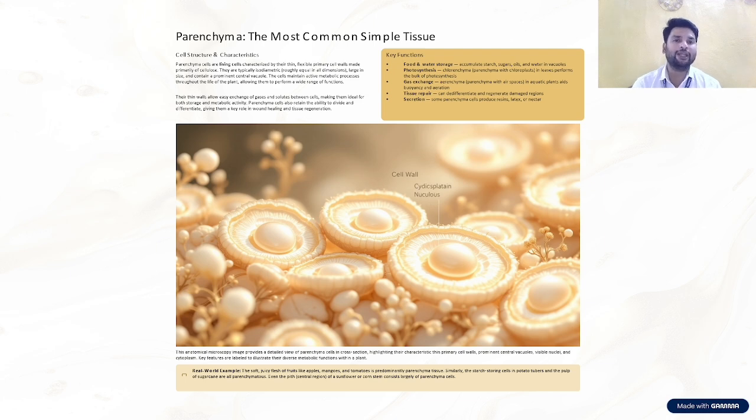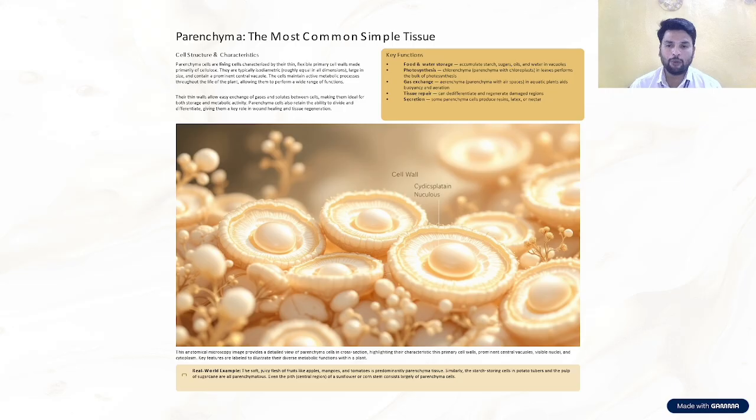Parenchyma with air sacs is known as aerenchyma in aquatic plants, which store air and also provide buoyancy and aeration in particular plant species. Then tissue repair: parenchyma cells have the capacity to redifferentiate and regenerate damaged regions. Then secretion: some parenchyma cells produce resin, latex, and nectar.